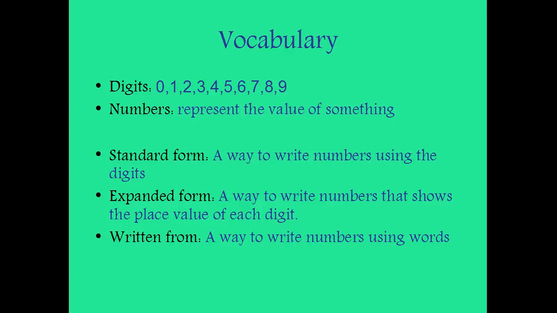There is a difference between digits and numbers. Digits are just the individual digits that we have here, 0, 1, 2, 3. We rearrange these to make the numbers that we want. The numbers represent the value of things. We make numbers by putting a series of digits in a row, and then there are three different ways to write numbers: standard form, expanded form, and written form. You guys have already seen all three of these. We'll review these in the second video and practice as well.